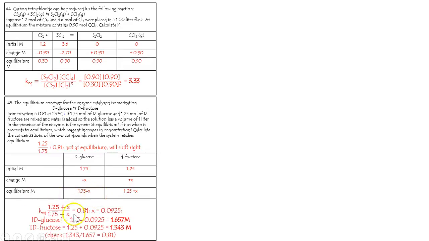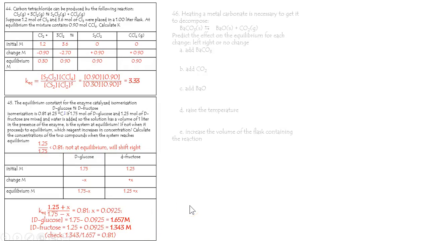And similar to the last problem, we can solve this for x by cross-multiplying. And there's what x is. And as we predicted, it didn't change much. So why don't we go ahead and subtract that from our 1.75, add that to our 1.25, and we should get 0.81, and the check does show that it does, and so these answer the final question. Those are the equilibrium concentrations of both glucose and fructose.